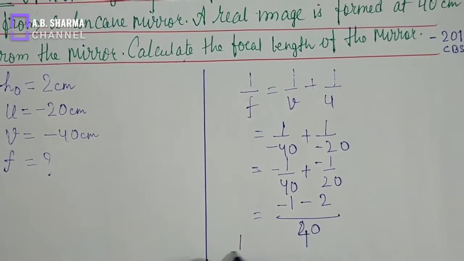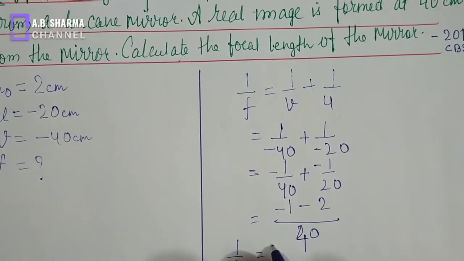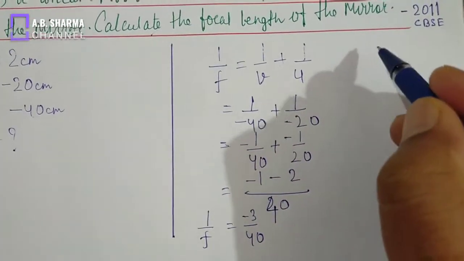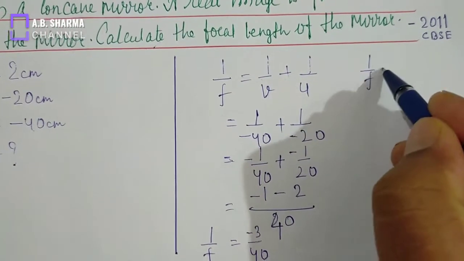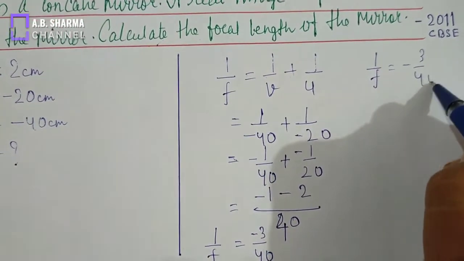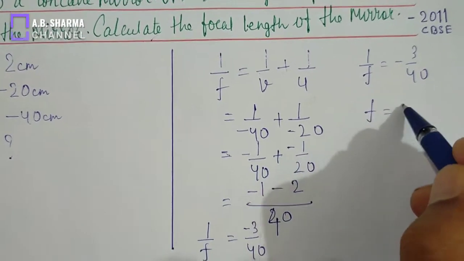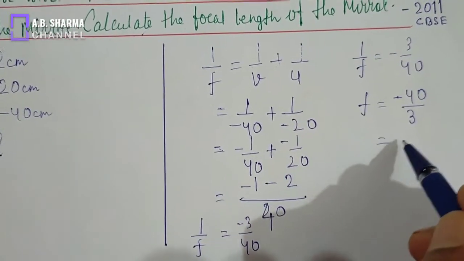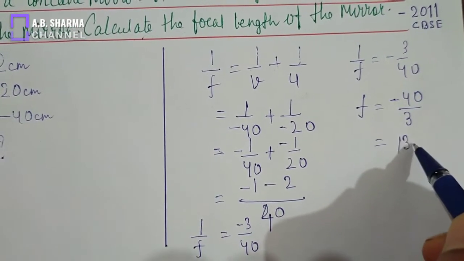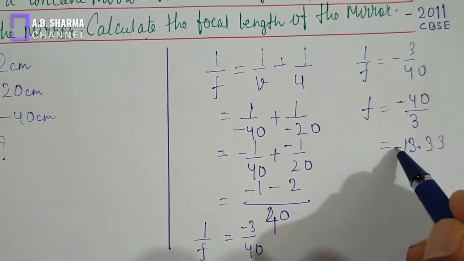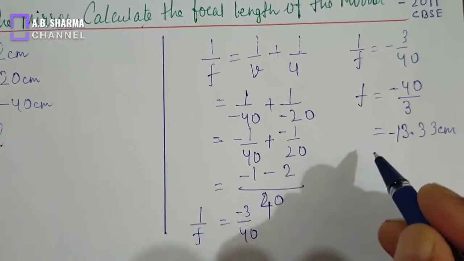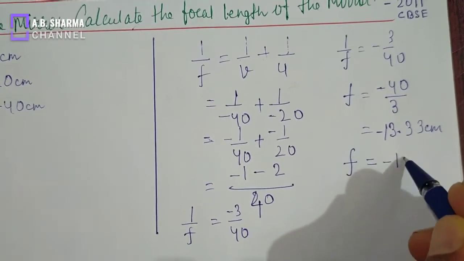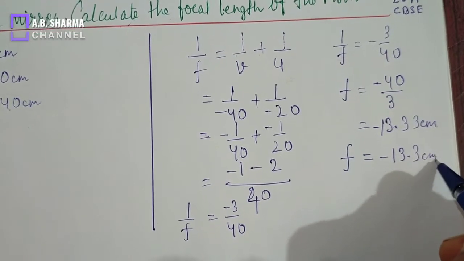So 1 upon F equals to minus 3 upon 40, or F equals to minus 40 upon 3, which is equal to minus 13.33 centimeter. So focal length of the mirror is calculated and it is equal to minus 13.3 centimeter.